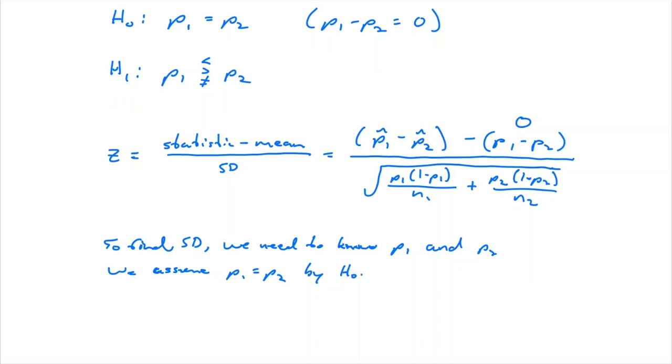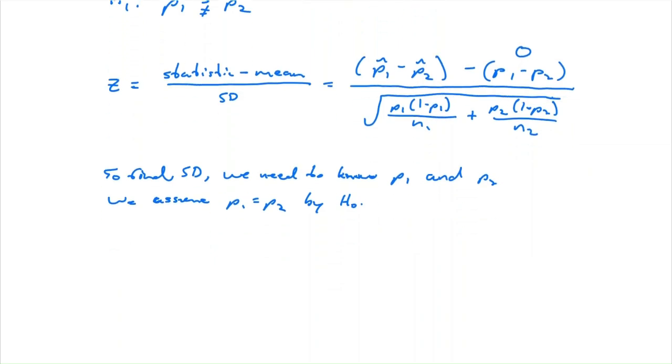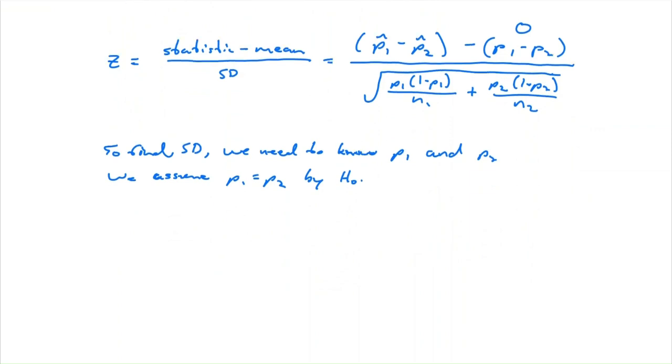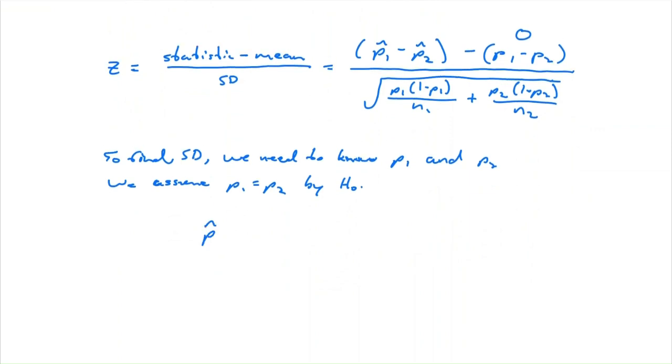So what we do is we assume that they are the same value. And the way that we're going to find that value is we are going to find what's called just P hat. It's not P1 hat, it's not P2 hat. So it's a combined, what we call pooling proportion, okay? And what we're going to do is we're simply going to take x1 plus x2 divided by n1 plus n2.